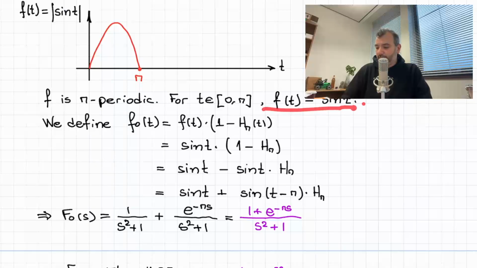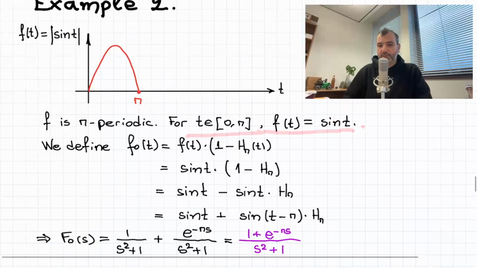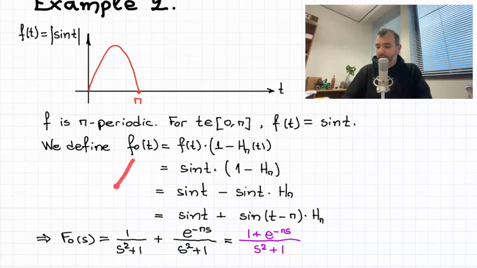So this is the formula for time from 0 to time pi equal to sine of t. And we define f naught, which is f times 1 minus Heaviside with parameter equal to the period of the function, in this case pi. So it is sine times 1 minus h pi. Okay, multiply, do the distributive property, sine of t minus sine of t times Heaviside with parameter pi.